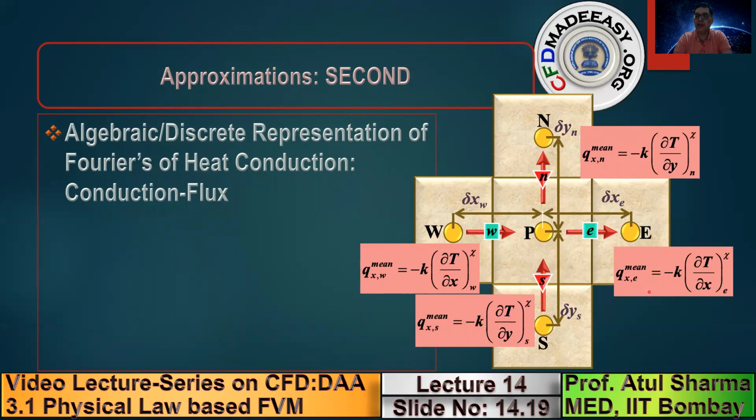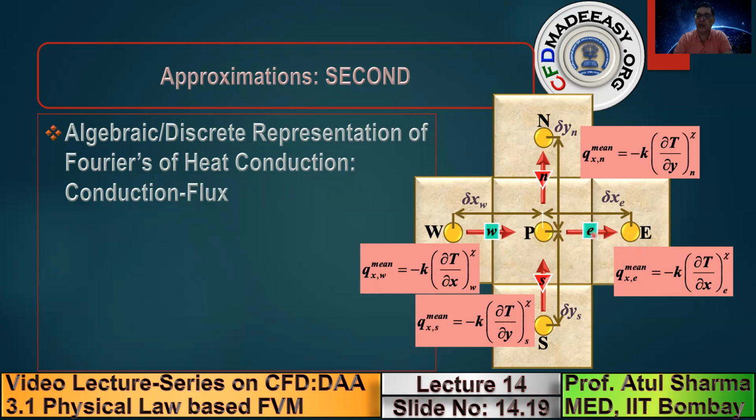Now, to get an algebraic representation of, let us suppose, Qx on this surface, I need to calculate dT by dx at this green pixel. To calculate dT by dx, you draw a horizontal line. It is intersecting these two yellow circles. Let us suppose the temperature here is 100, here the temperature is 0, and the distance between these two yellow circles is 1 meter. One of the simplest ideas which comes to mind is, to calculate dT by dx here, you take 100 minus 0 divided by 1. So that is the approximation we use.